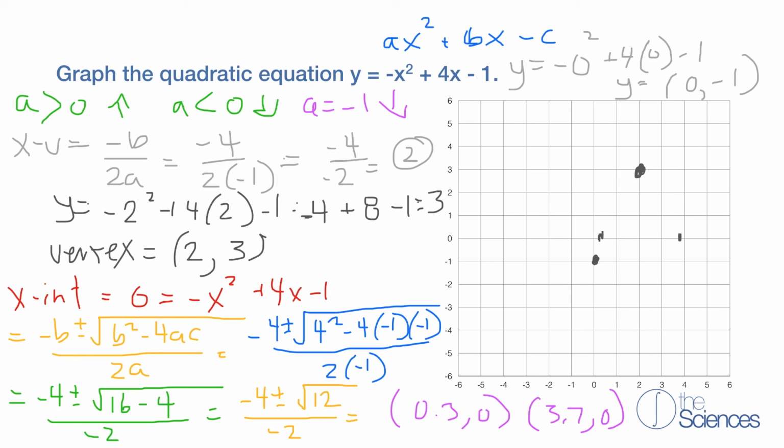Now what we're going to do is connect our points using a smooth line. So that's our graph of the quadratic equation of y equals negative x squared plus 4x minus 1.